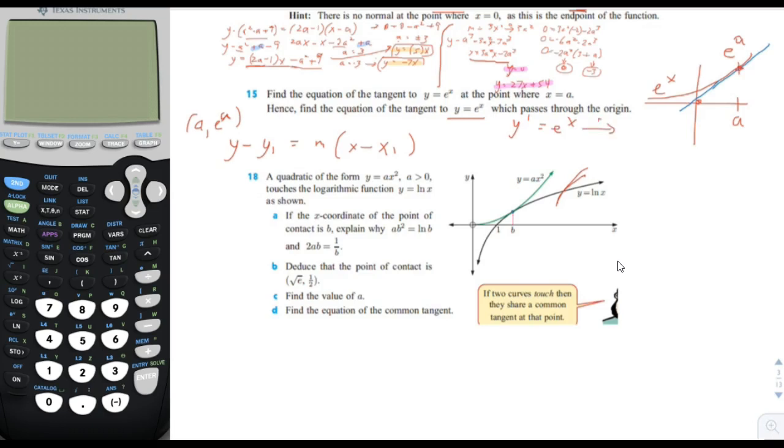Evaluated at point a, it's e to the a. So let's remove the m and we'll put e to the a, which is the gradient. And then the x value is going to be a, right? And the y value is going to be e to the a.